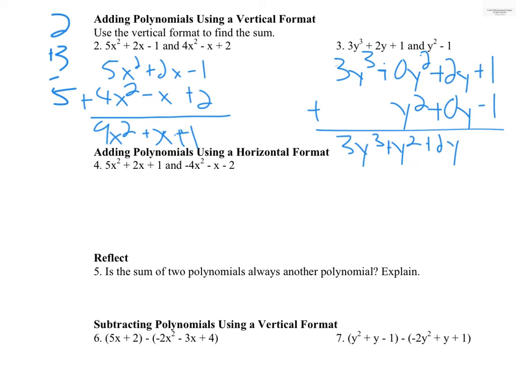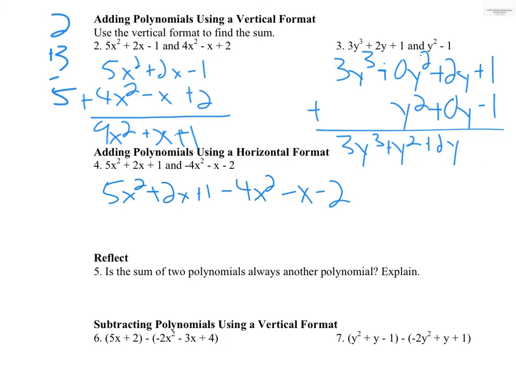Now, adding horizontal, which is the most common method, is you write these out, and I have 5x squared plus 2x plus 1 plus a negative 4x squared, minus x minus 2.